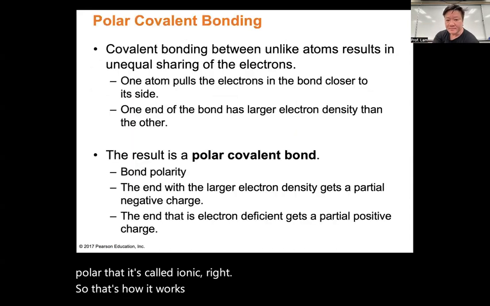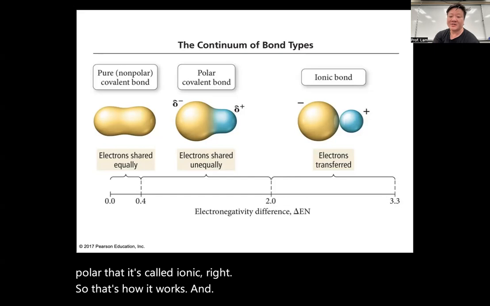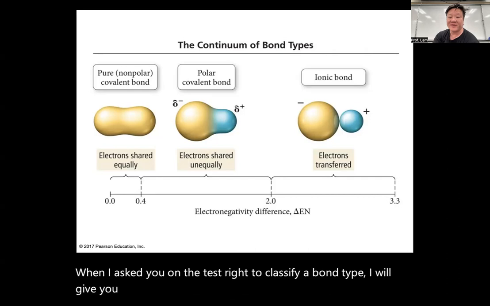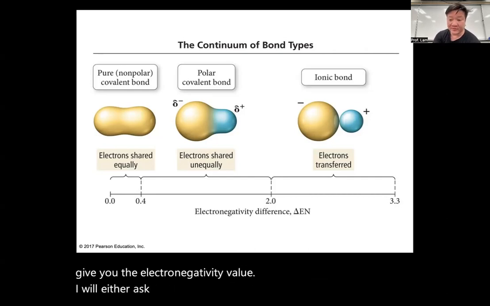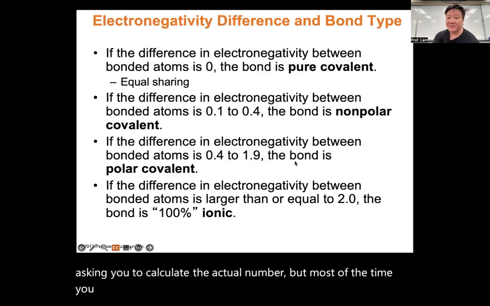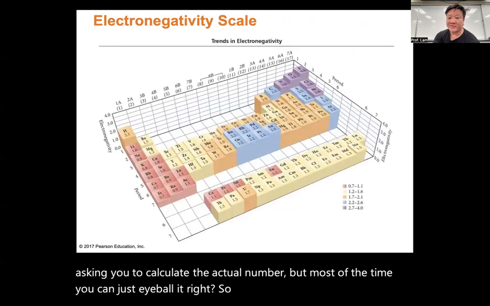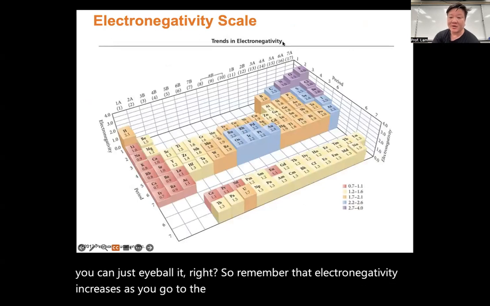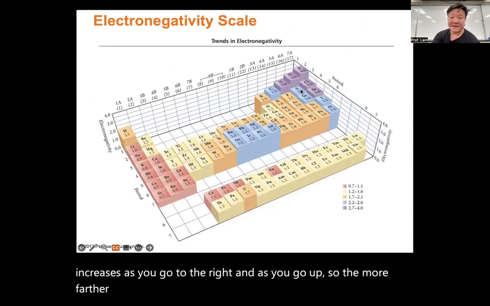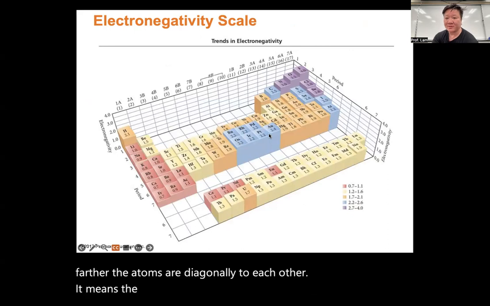When I ask you on the test to classify a bond type, I will give you the electronegativity values, or I will ask you to calculate the actual number. But most of the time you can just eyeball it. Remember that electronegativity increases as you go to the right and as you go up. So the farther the atoms are diagonally from each other, the more polar the bond is.